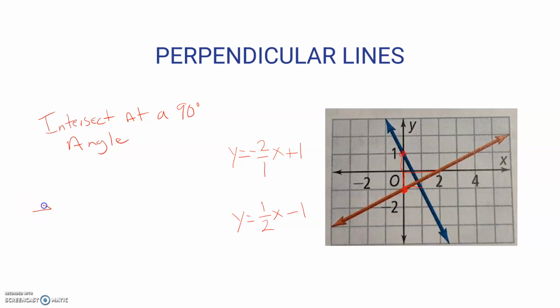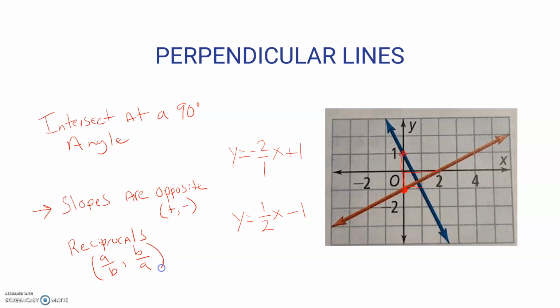And then what we notice is true, always about perpendicular lines, is that the slopes are opposite. And opposite means one is positive and one is negative, right there, opposite. And they are reciprocals, meaning that whatever one of the fractions is, the other fraction, or the other slope, is flipped.